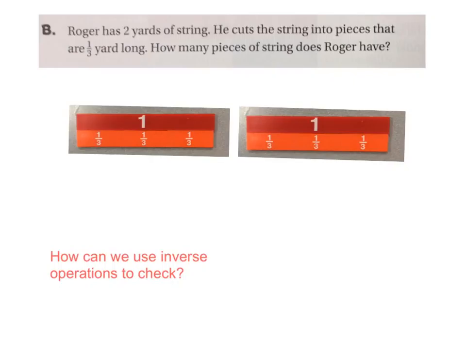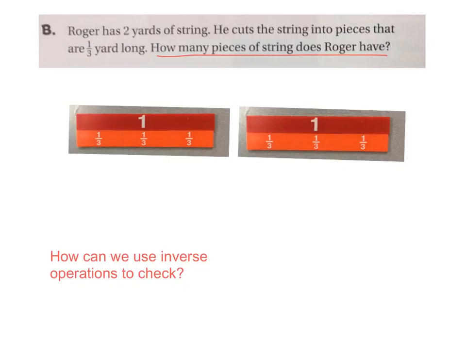Roger has 2 yards of string. Is that number a whole number or a fraction? Whole number. Now he's going to cut each piece of string into pieces that are 1/3 of a yard long. The question's asking you how many pieces of string does Roger have? Okay, so what I want you to do is please draw a picture, the picture's right here, you can just copy it, and then also write a number sentence to show how you're going to figure out how many pieces of string Roger has.